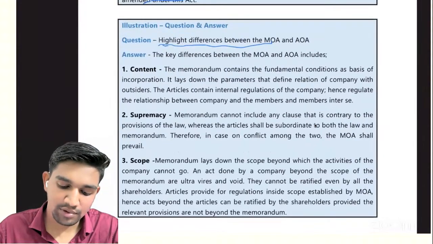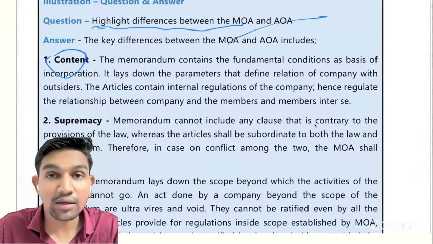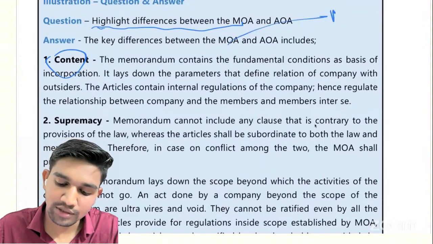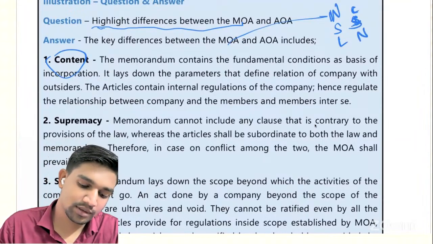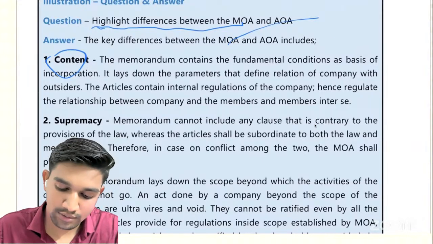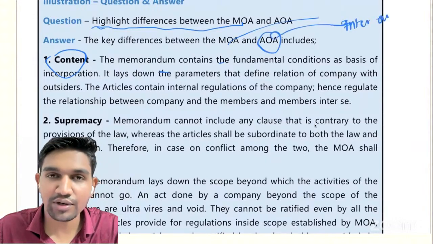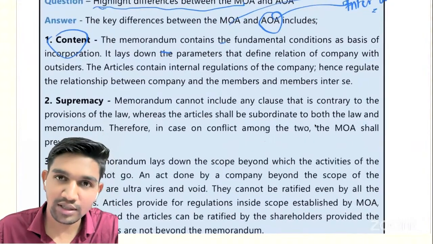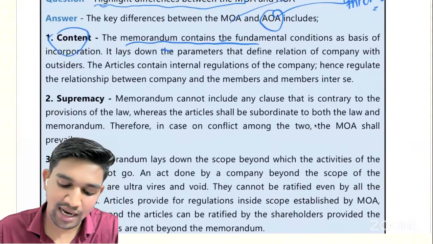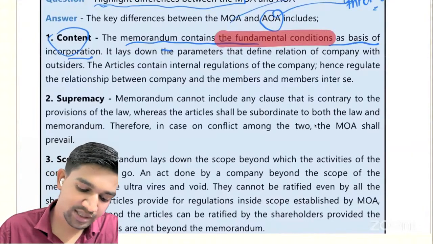The key differences between MOA and AOA include, first, content. We have seen that in the MOA there are different clauses: name clause, situation clause, liability clause, then objects clause, capital clause, subscription clause, and then nomination clause. So MOA has this content. At the same time, AOA has some internal rules and regulations, and those are the important provisions that we have seen in the AOA. But the memorandum contains the fundamental conditions as the basis of incorporation.